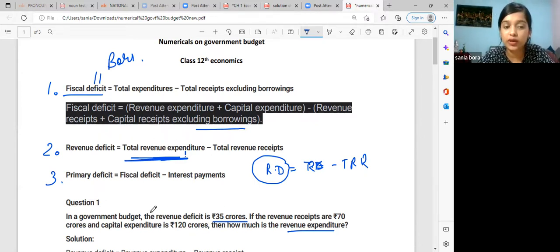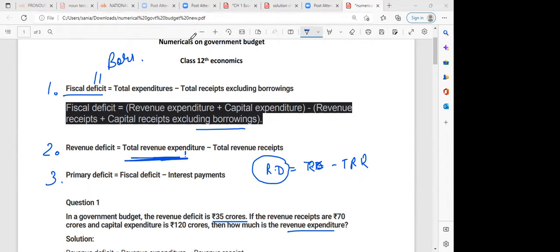Okay, so this is the question. I'm giving you 2 minutes. This is very simple, just try to answer it. Okay students, don't write the entire question. Just write revenue deficit equals 35 crores, revenue receipt equals 70 crore, capital expenditure equals 120 crore, and then revenue expenditure equals question mark, and then solve. Clear?